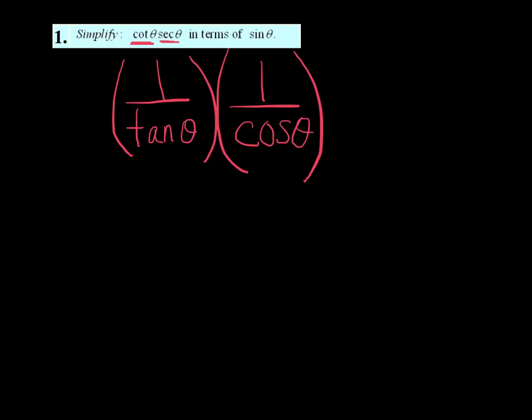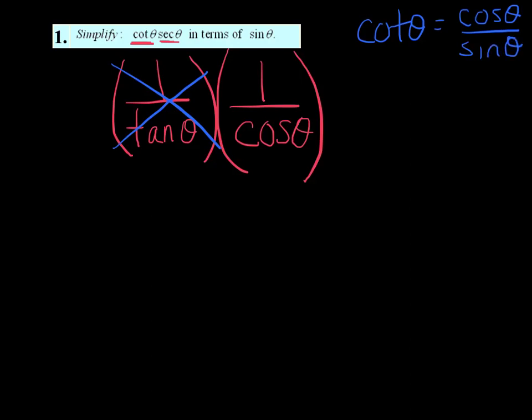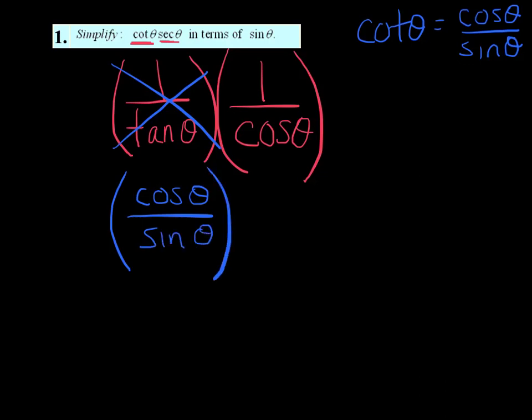Watch this trick. I'm going to say this wasn't helpful. Could I replace cotangent with something? Well, look back at your notes there. What is cotangent equivalent to? And hopefully we have written down cosine over sine. So I'm going to now replace cotangent with cosine theta over sine theta and see if that's more useful. There was nothing wrong with what I did first, it just wasn't useful. It didn't help me at all.